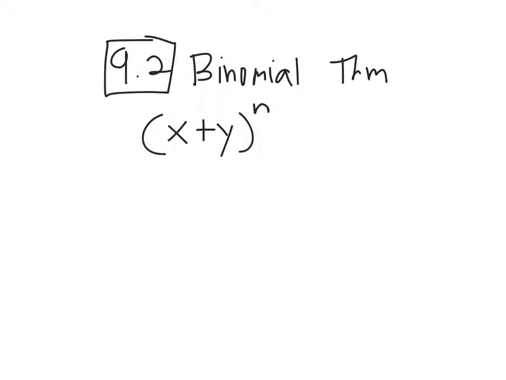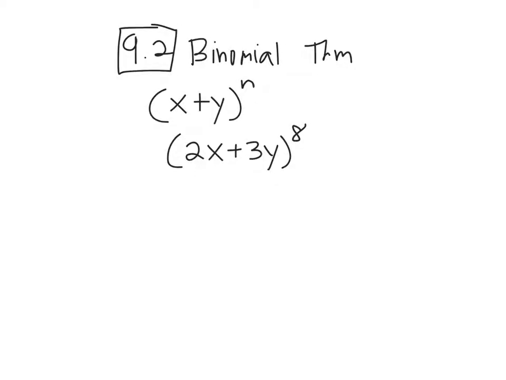Of course, we do not want to FOIL the whole thing out, especially if we had something like 2x plus 3y raised to the 8th power. That would be a lot of work, right? Yes, it would not be slight work. It would be the opposite of slight. But we're going to make it slight because we have some things to do. The first thing that we're going to do is called Pascal's triangle.